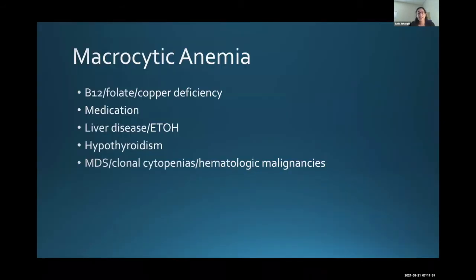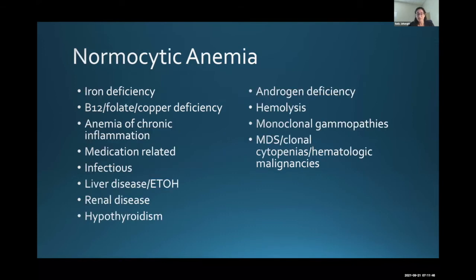Macrocytic anemias can be caused by B12, folate, and copper deficiencies. Also, many medications can cause macrocytic anemias. Liver disease and alcohol use tend to cause more of a macrocytosis, as do hypothyroidism and many hematologic disorders.